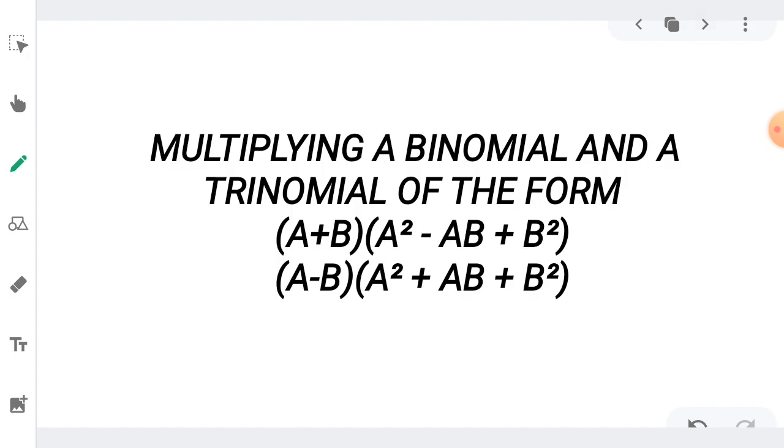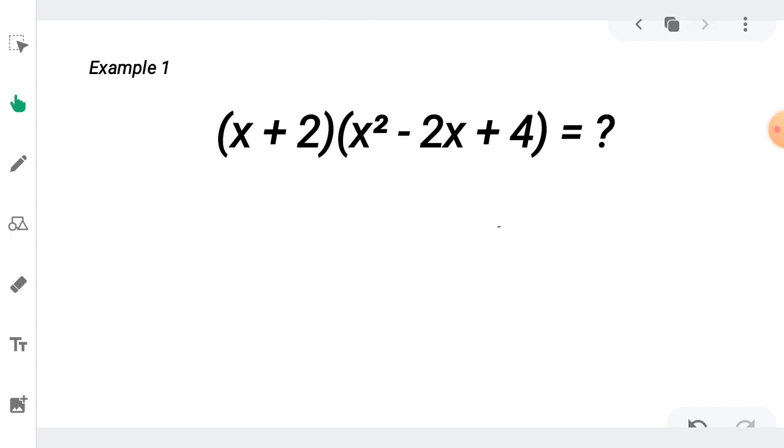Next, under special product is multiplying a binomial and a trinomial of the form a plus b times a squared minus ab plus b squared. And then another form is a minus b multiplied to a squared plus ab plus b squared. So again, this is a binomial multiplied to a trinomial. So in the given example number 1, x plus 2 multiplied to the trinomial x squared minus 2x plus 4. So we need to use the distributive property, which is the first step is the first term multiplied to the trinomial.